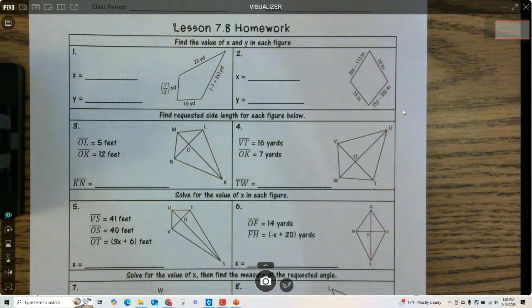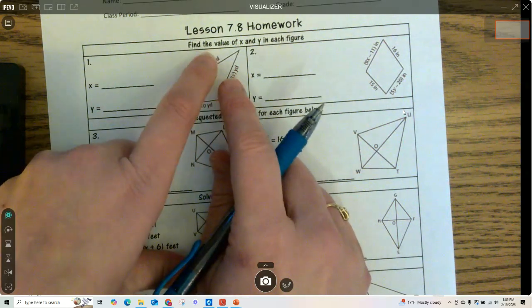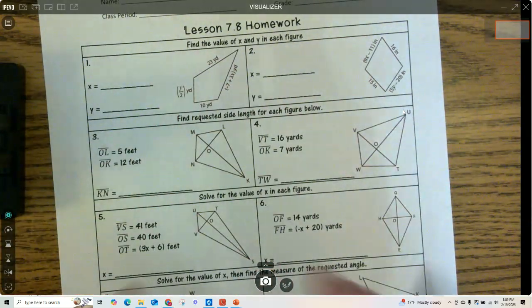So we've got a kite. So what makes a kite is these two sides measure the same, and then these two sides measure the same, okay? So the difference between a kite and a rhombus is shaped the same way, but all four sides are the same. Okay, kite, you've got two pairs that match each other.